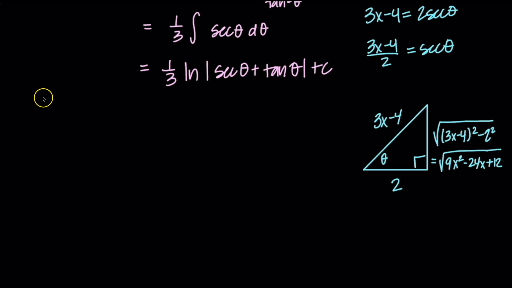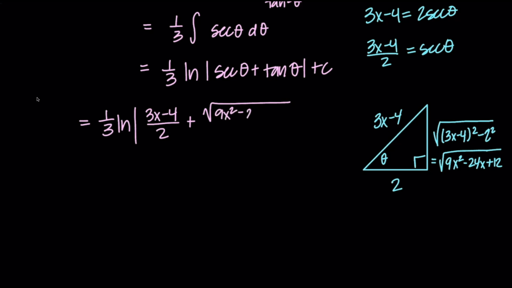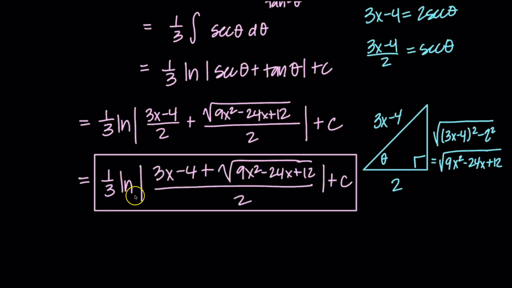So now we can replace our thetas with x's. We have 1/3 natural log of 3x minus 4 over 2, plus the opposite side, which is the square root of 9x squared minus 24x plus 12, all over 2, plus c. And these have common denominators, so we can combine these together and get this as our final answer.